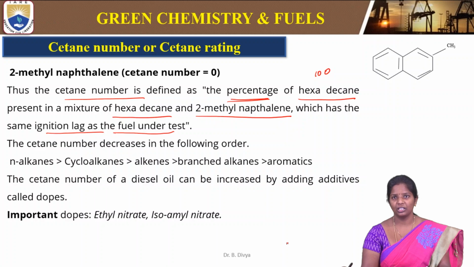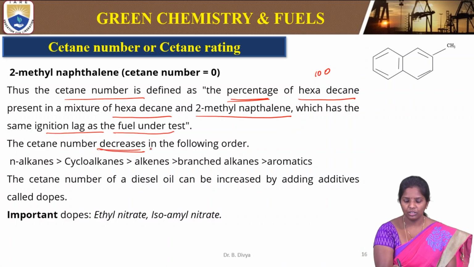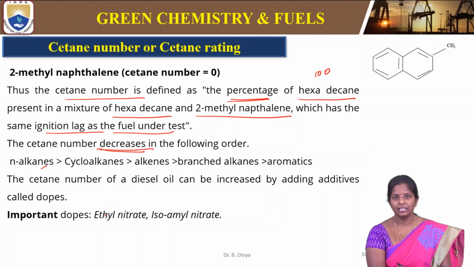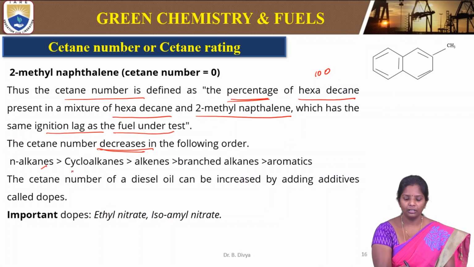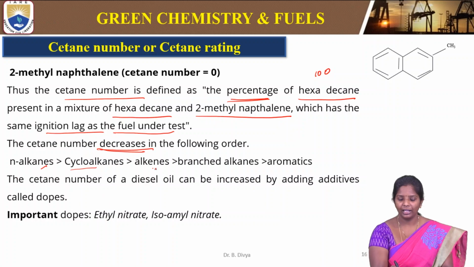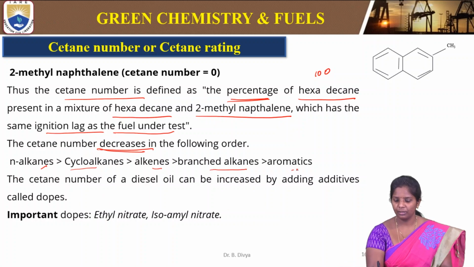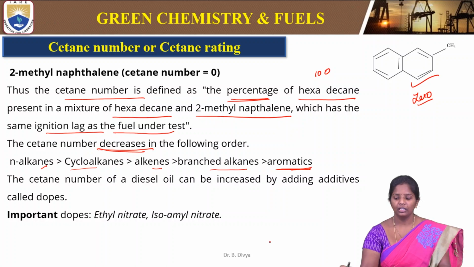Cetane number generally decreases from n-alkanes. n-Alkanes have the highest cetane numbers, then cycloalkanes, alkenes, branched alkanes and aromatics. So the cetane number decreases when it comes to aromatics. That is why 2-methyl naphthalene has 0.